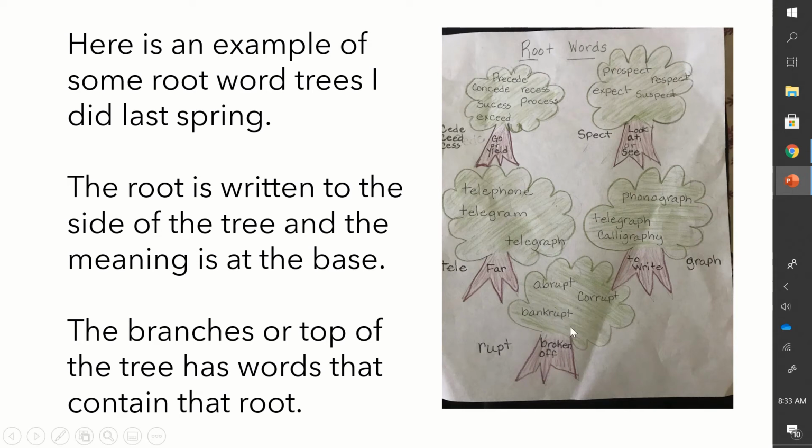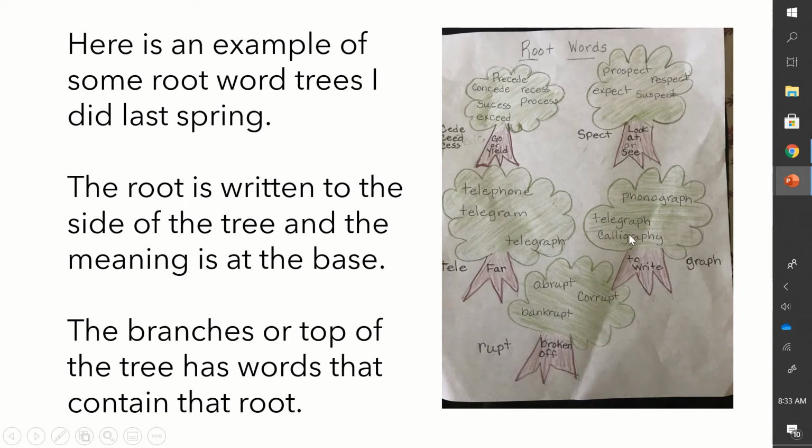For example, rupt means to break off. So bankrupt means to break off from having any money. Abrupt. Ooh, abrupt is an ERLA word. What does abrupt mean? To break off, to stop quickly. Corrupt means to go from the good side to the bad side. To be corrupt is to break away from what you should be doing.